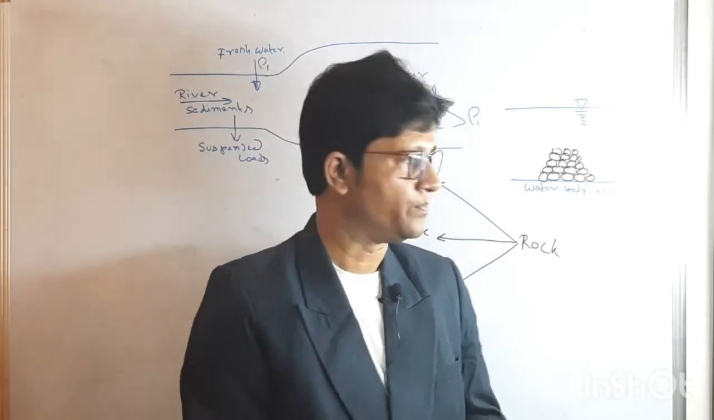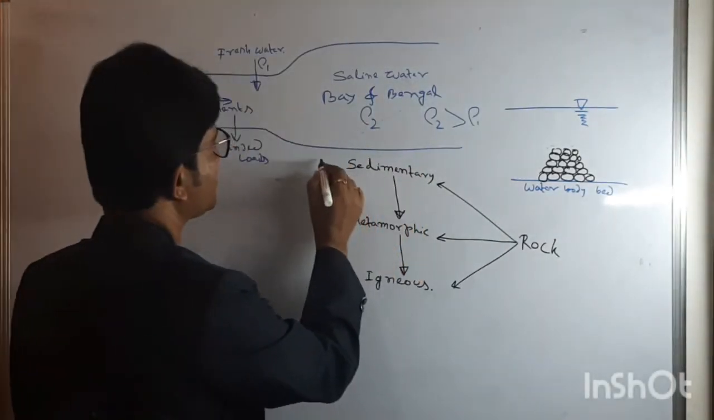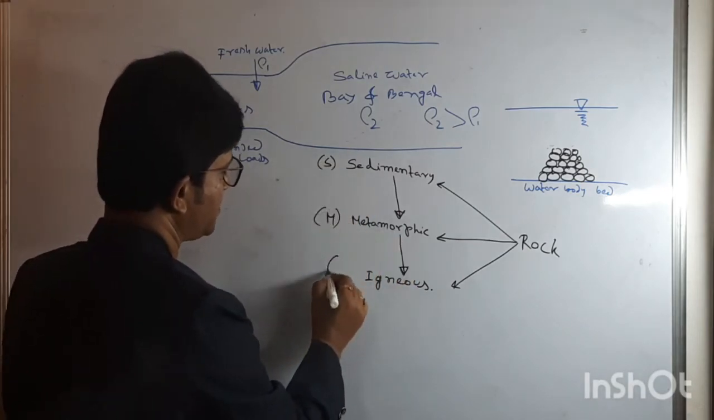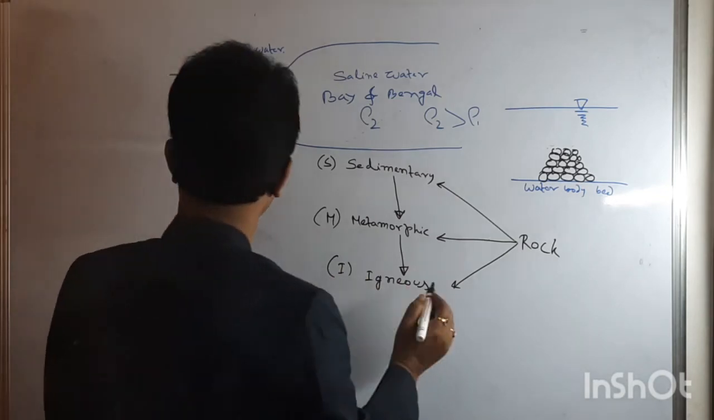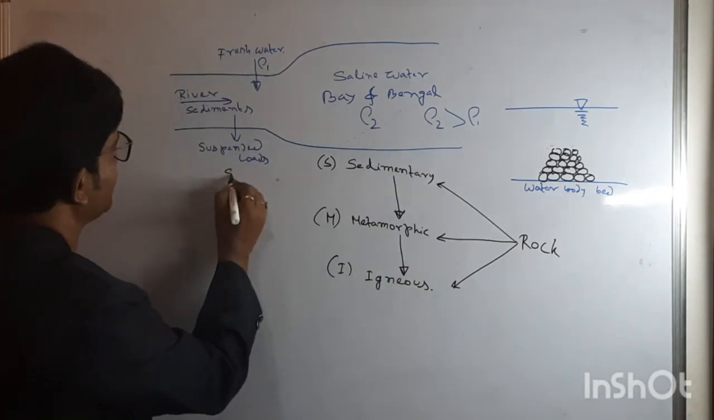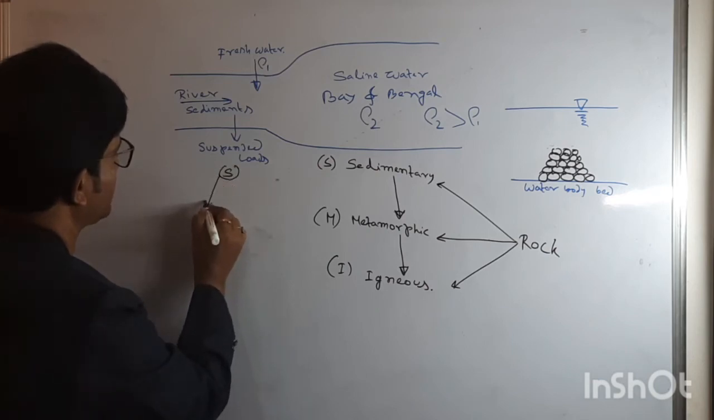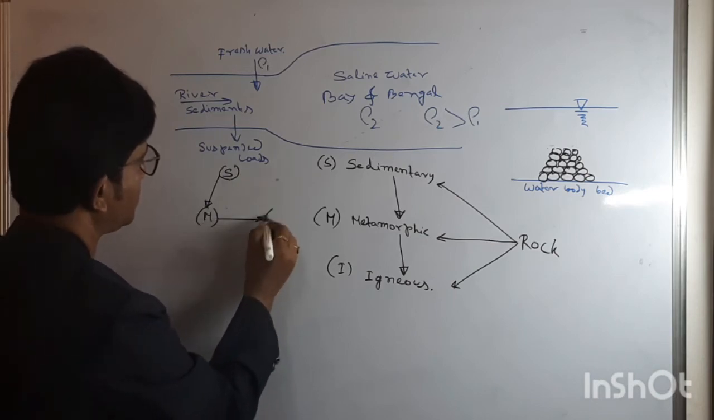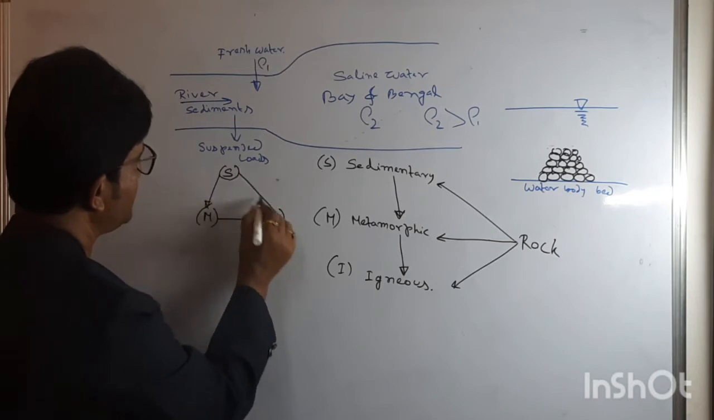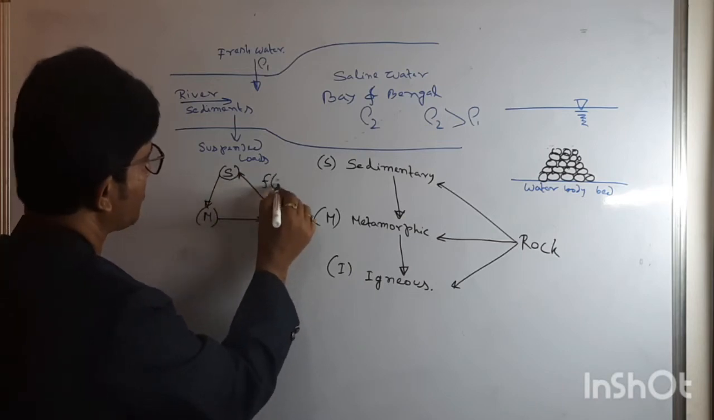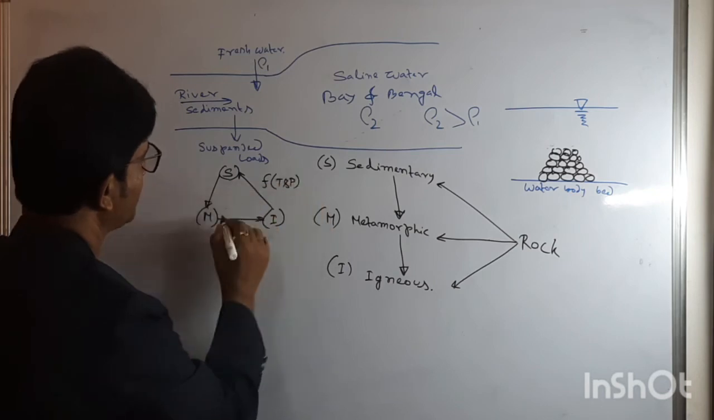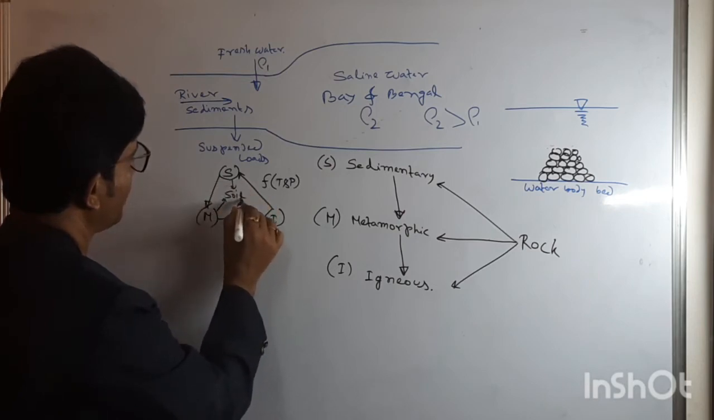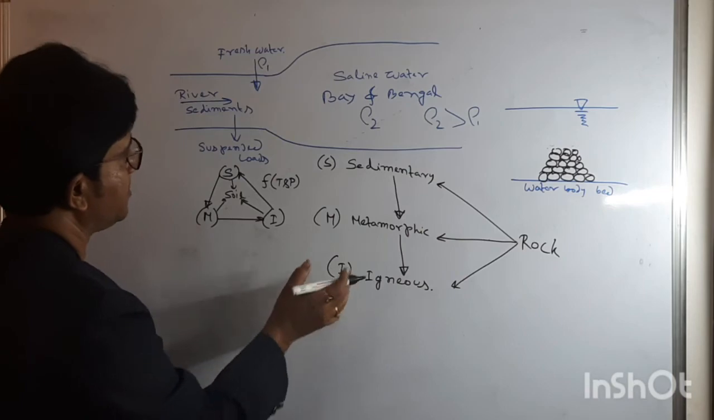So, if we represent this sedimentary rock as S, this metamorphic rock as M, and this igneous rock as I, then it can be said that this S goes to this M, this M goes to I, and this I goes back to S by the function of temperature and pressure, and this may lead to the formation of soil again by the effect of all these conditions mentioned here.